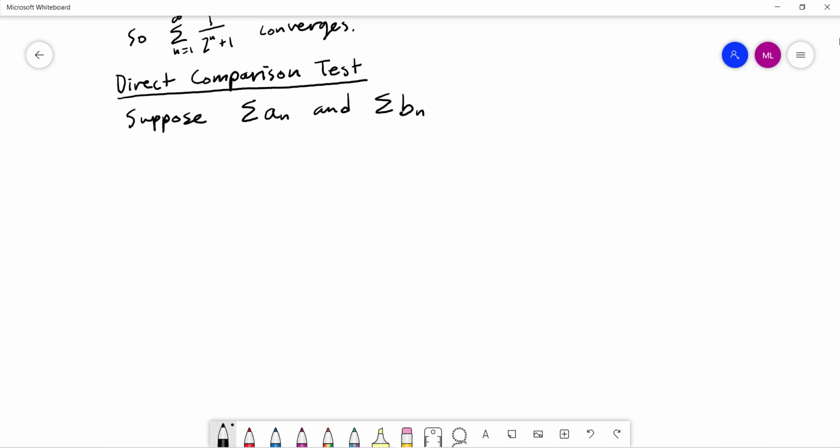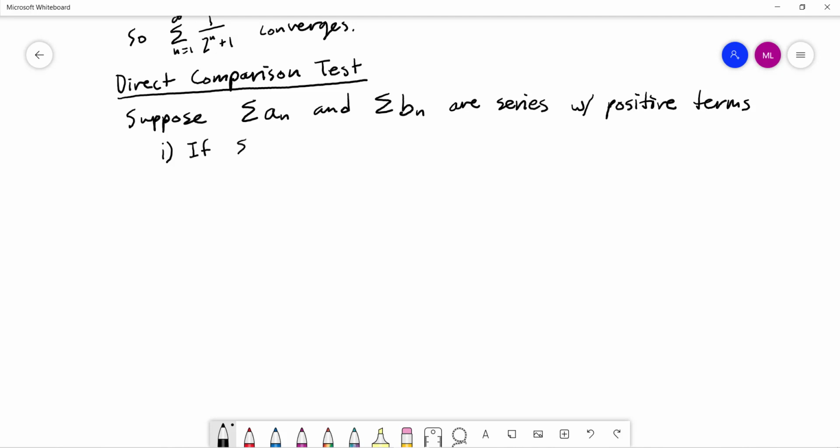So suppose that these two things are series with all positive terms. So again, we're just doing that to make our life a little bit easier. Then there are two things that can follow from this. So item 1.